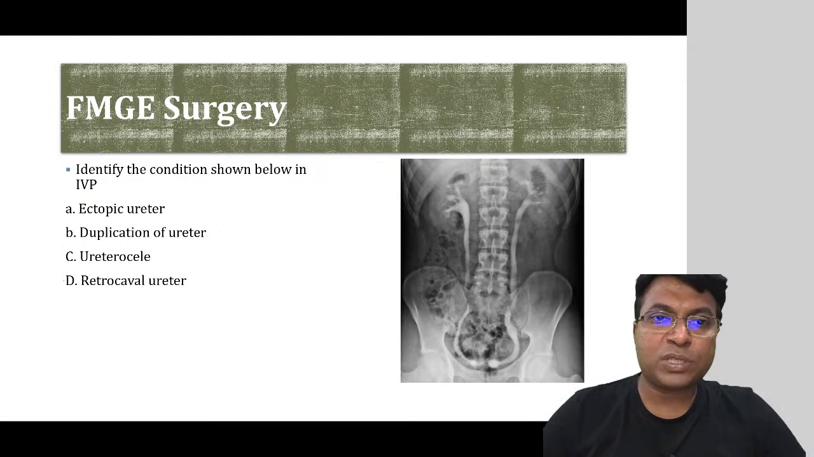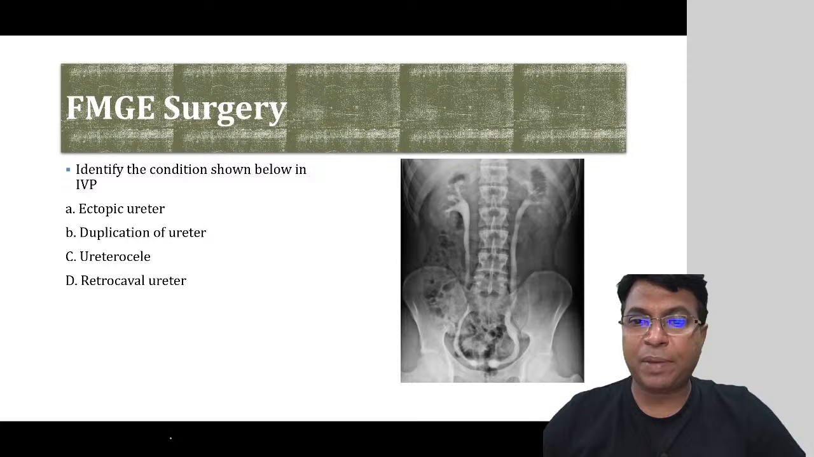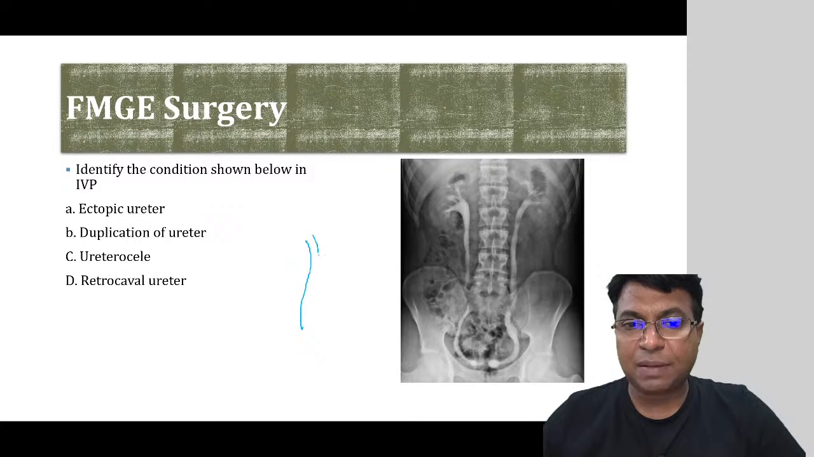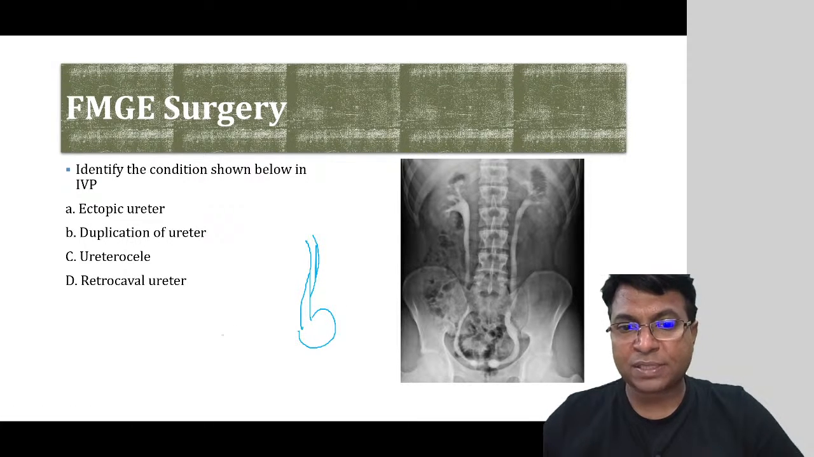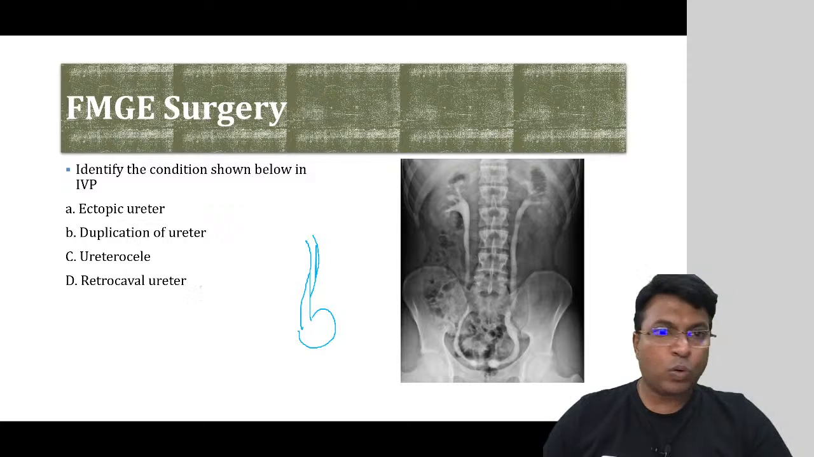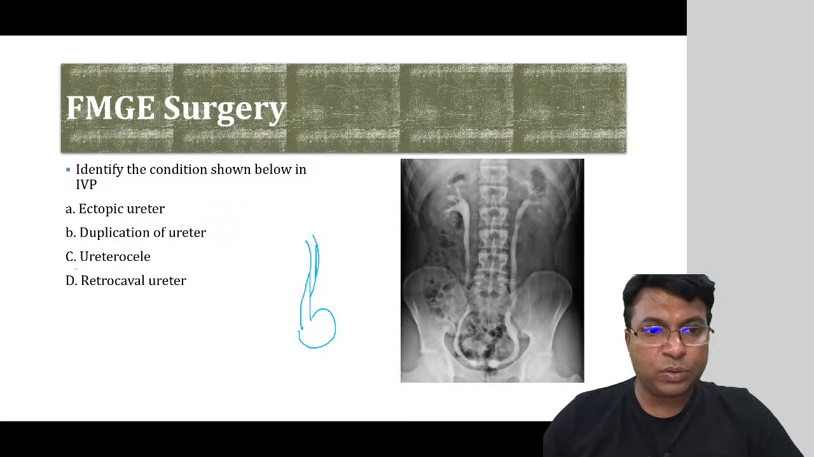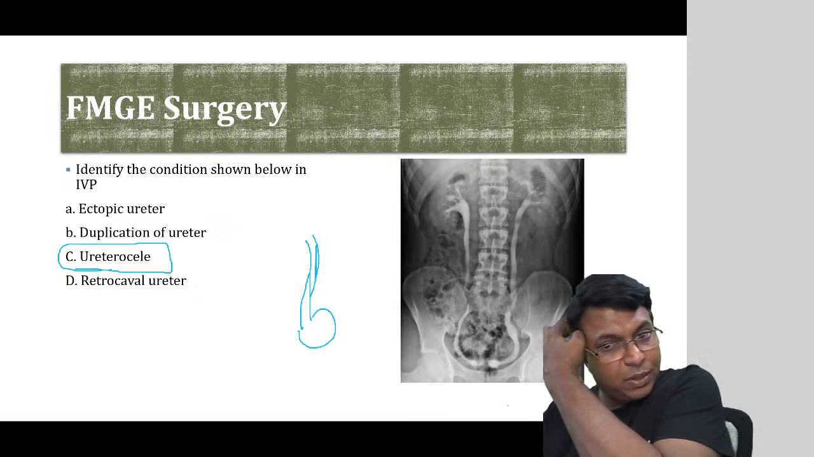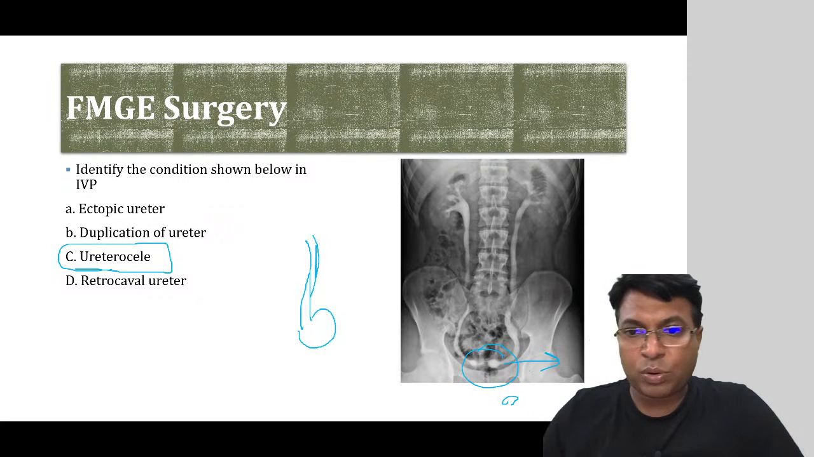So what is this? These are all questions from urology. You can see a snake appearance, a cobra snake appearance at the tip. What is this known as? Cobra head appearance is known as ureterocele. Please don't forget this. You can see the picture showing you the cobra head appearance known as ureterocele.